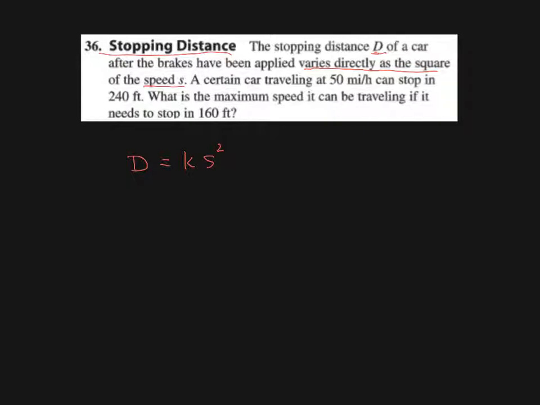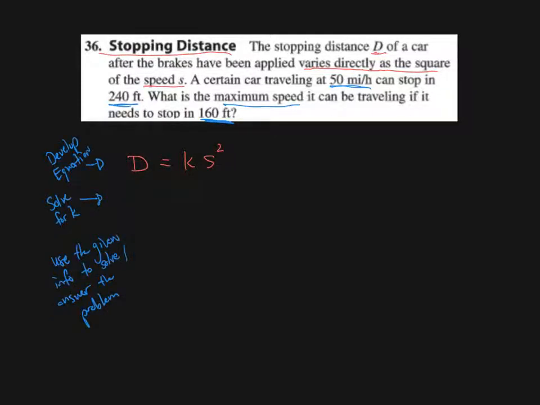And so they give us some information. They tell us that a car traveling 50 miles an hour can stop in 240 feet. What's the maximum speed it could be traveling if it needs to stop at 160 feet? So in between, this one doesn't really walk us through all the steps, but obviously we need to get a generic equation, then we need to solve for K, and then we're going to use that given info to answer the problem.